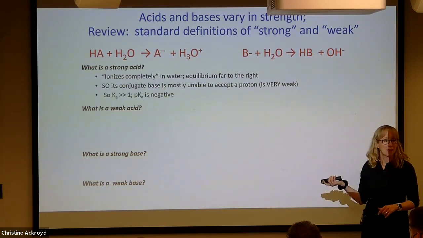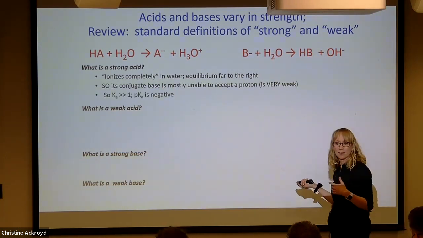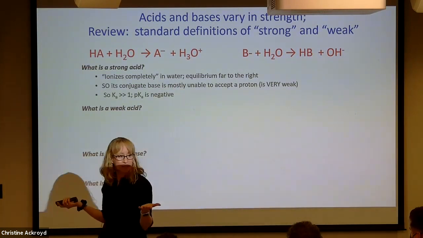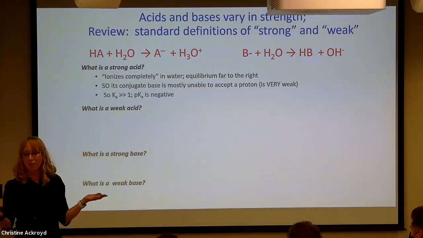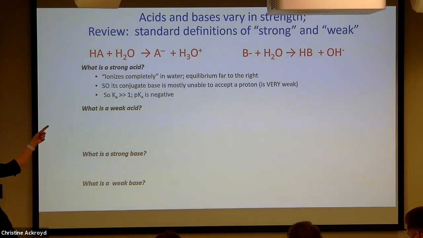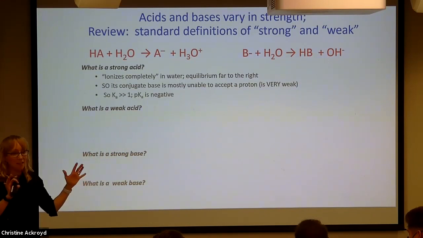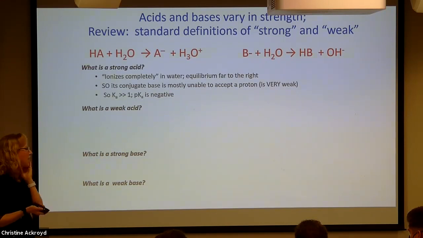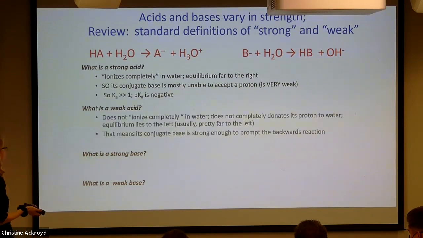How about a weak acid? Doesn't dissociate completely. Equilibrium lies to the left. What about the reactivity of its conjugate base? It has to be somewhat reactive because it has to react enough to force the equilibrium back to the left. What do we know about its Ka values? Less than 1, pKa values are positive.